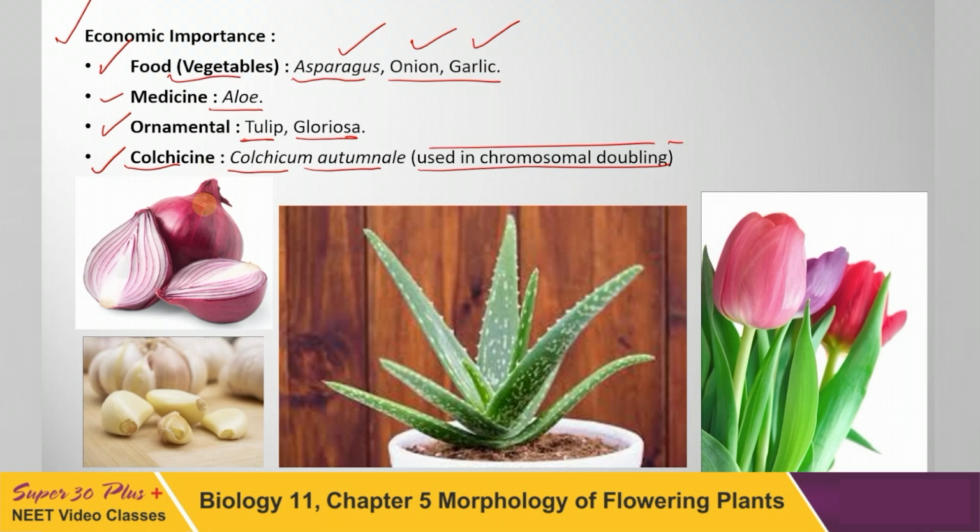You are familiar with this, it is onion. This is the section of the onion, a cut onion. These are the fleshy leaves. They have become fleshy because they have stored food. In the same way, this is the garlic. Garlic is made up of so many small portions known as bulblets. These are also stored food.